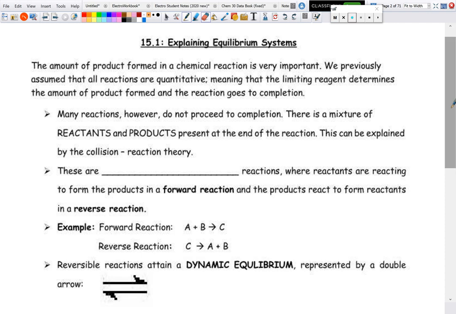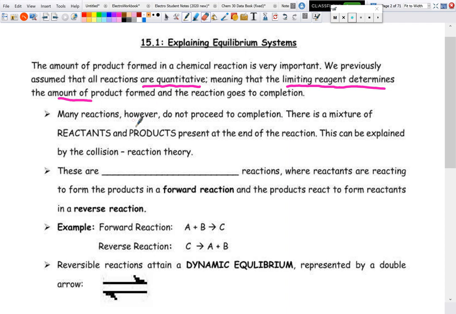So first of all, we're going to have to get into what equilibrium systems are. So of course, as we know, the amount of product formed in a chemical reaction is very important. We had an entire unit in Chem 20 known as stoichiometry based on that, and we've seen it even in electrochemical cells and even thermochemistry. We looked at how much products are being formed. So one of the things that we always assume is that reactions are quantitative, meaning that the limiting reagent determines the amount of product formed and the reaction goes to completion.